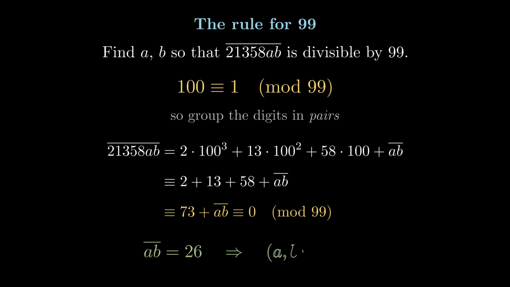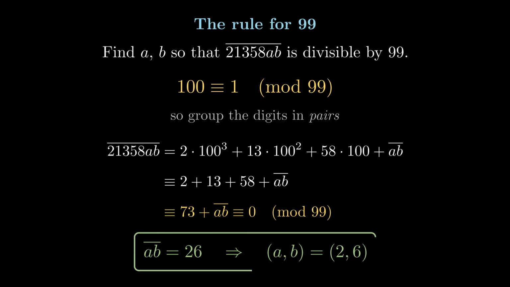A 2-digit group can be at most 99, so 73 plus AB must equal exactly 99. The pair is therefore 26. A is 2 and B is 6.